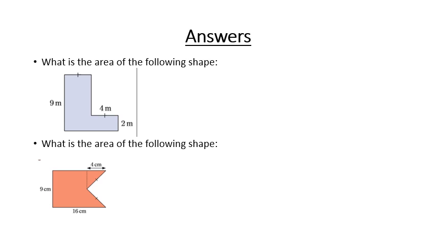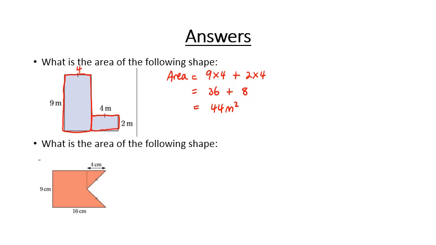Okay, in our first question, we're going to break this up into two sections. So we have one rectangle here, which is 9 by 4, and another rectangle here, which is 2 by 4, and we add the total together. So the area is equal to 9 times 4 plus 2 times 4, which will give us 36 plus 8, which will give us a total of 44 meters squared.